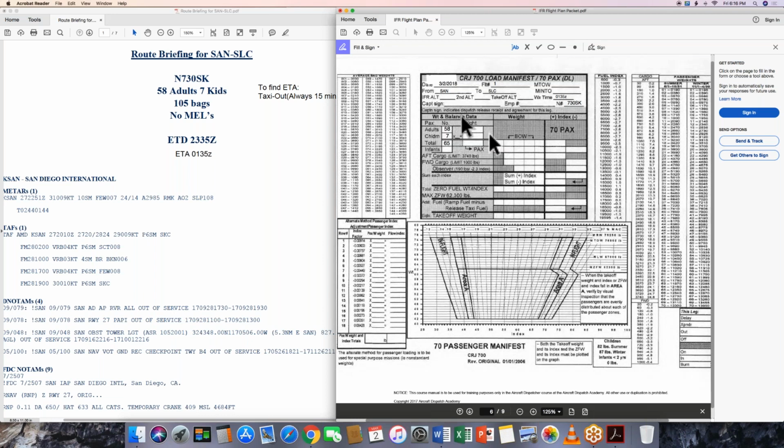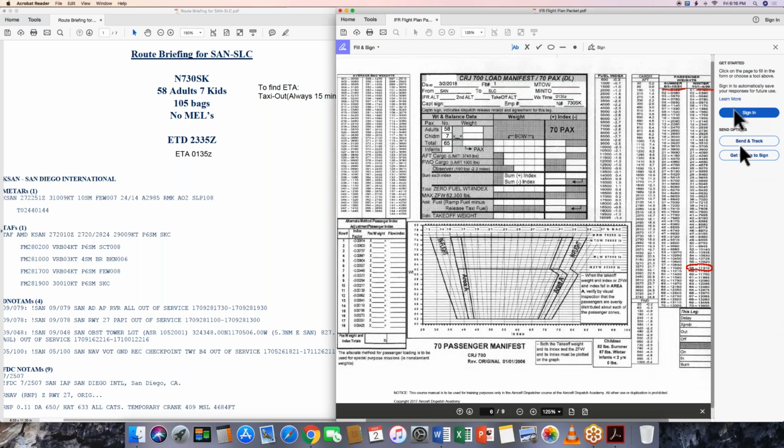Okay. So we're going to come over here. We're going to figure out our passenger weight, right? So we're going to find 58 passengers. Are we in winter or summer? Winter. Still in our winter weights. Good. So we'll come down here to 58 passengers. Okay. 58 passengers weighs, if you guys can't see it, 11,310 pounds.